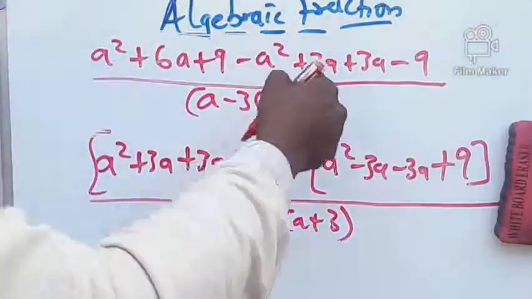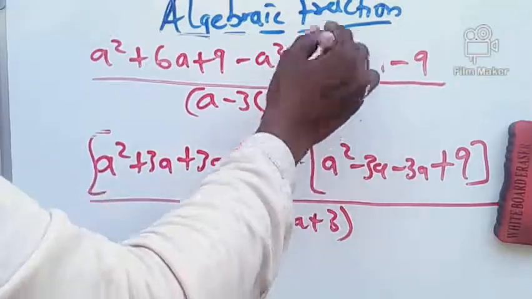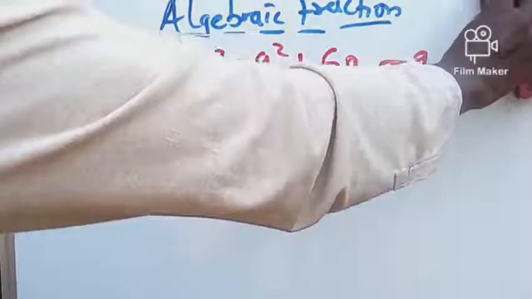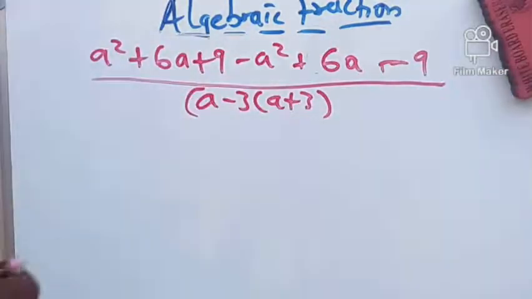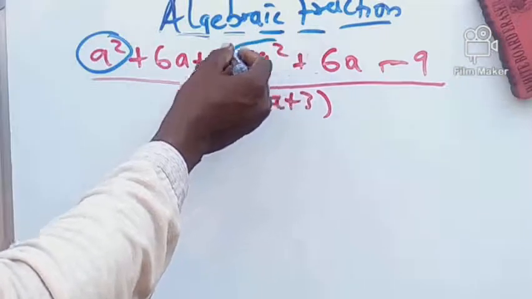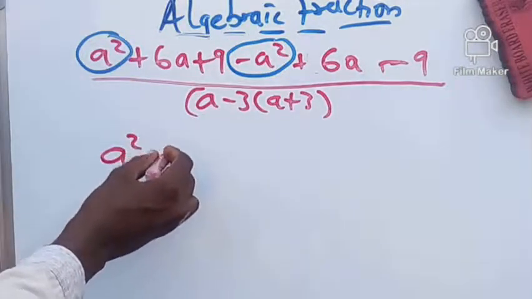And notice that 3a plus 3a will give you what? We simply have plus 6a. So let's go ahead and simplify further. To simplify, we simply collect the like terms. So let's collect the like terms. Notice that a squared we meet minus a squared here. So we have a squared minus a squared.